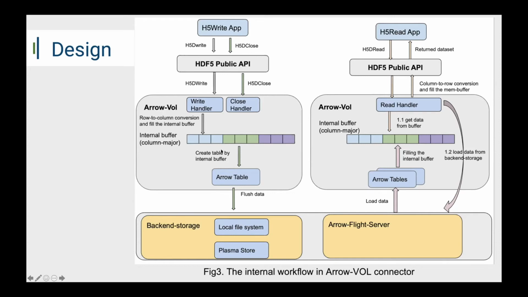As this figure shows, when Arrow receives a write request from an H5 write application, it will create an internal column major buffer in memory, then convert the row major data into column major and save it in the internal buffer. Here we need to convert the data from row major into column major because HDF5 stores data in row major, but Apache Arrow stores data in column major.